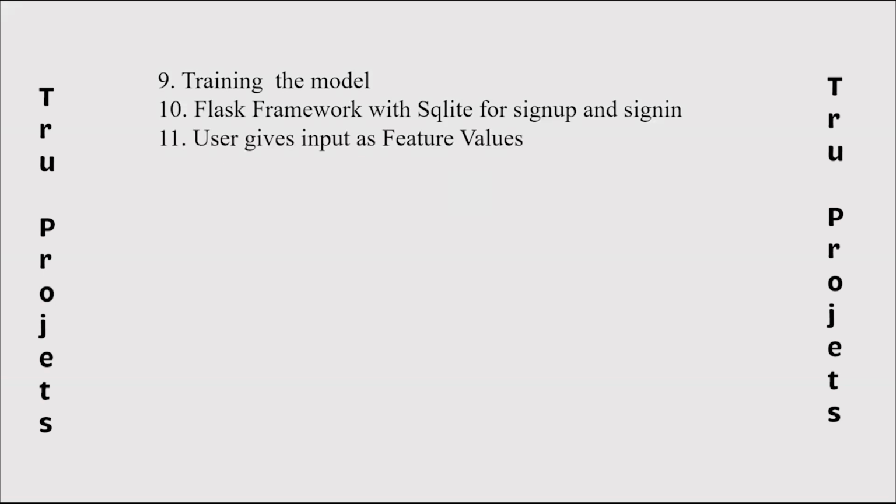User gives input as feature values. Users provide input values representing features relevant to intrusion detection. These could be attributes or data points the model uses to make predictions about whether an activity represents a false positive or not. The given input is pre-processed for prediction.